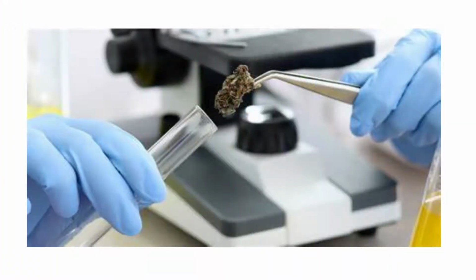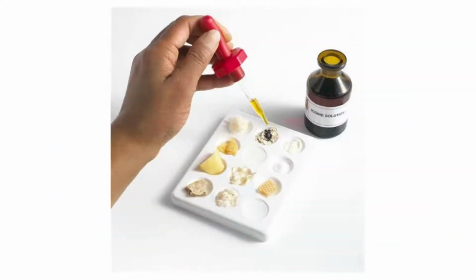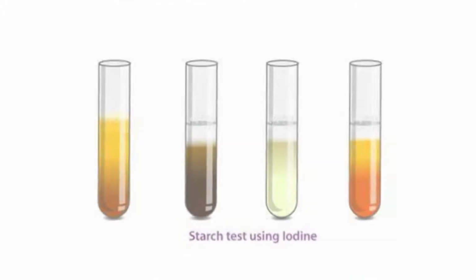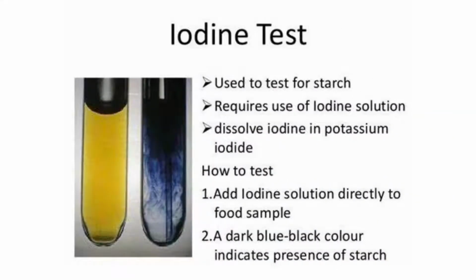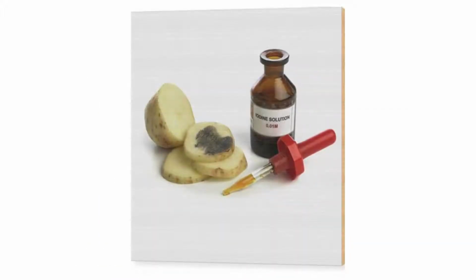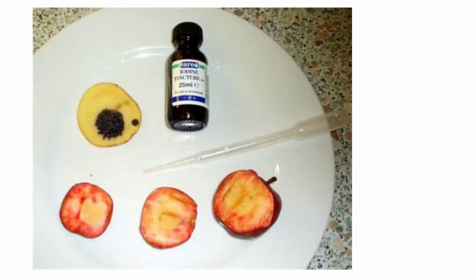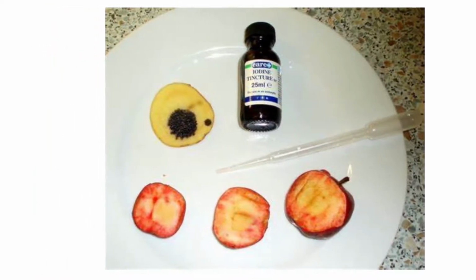Test for starch. Take a small quantity of a food item or a raw ingredient. Put 2 to 3 drops of dilute iodine solution on it. Observe if there is any change in the color of the food item. Did it turn blue-black? A blue-black color indicates that it contains starch. Now repeat this test with other foods and find out which of these contain starch.